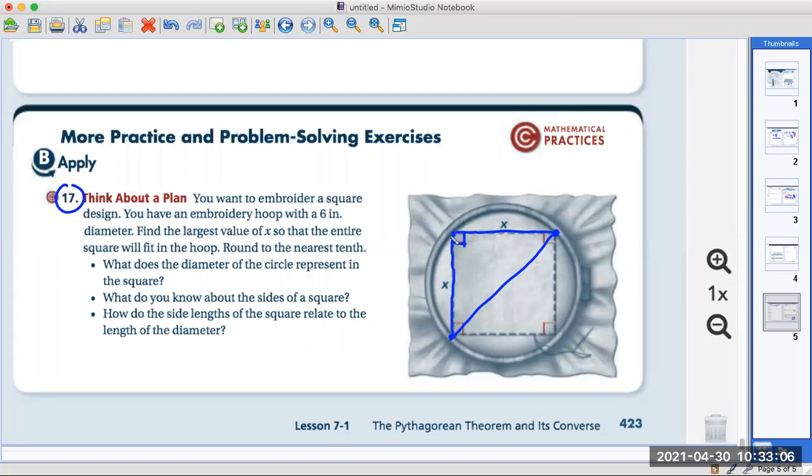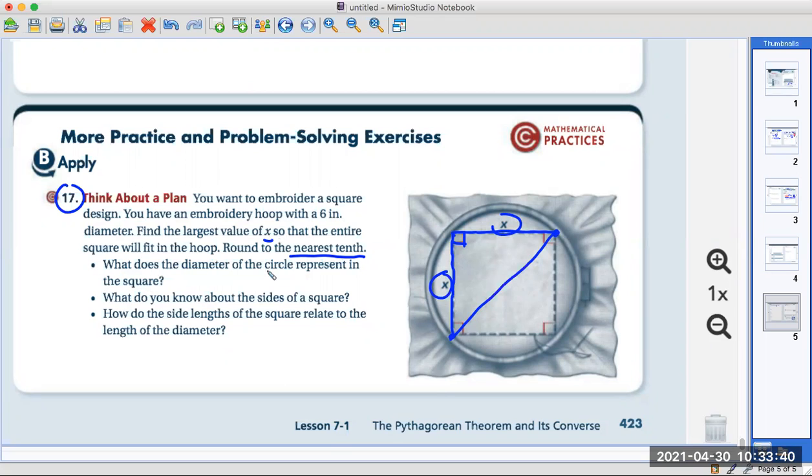Notice they're the same because it's a square. In a square, each side length is the same, so we call them x because they're the same number. We have to find the number. Find the largest value of x so that the entire square will fit into the hoop. It does if you go from here to here. Round to the nearest tenth. So no simplifying radicals, you're actually going to take the square root with your calculator. Now you have to answer these questions.